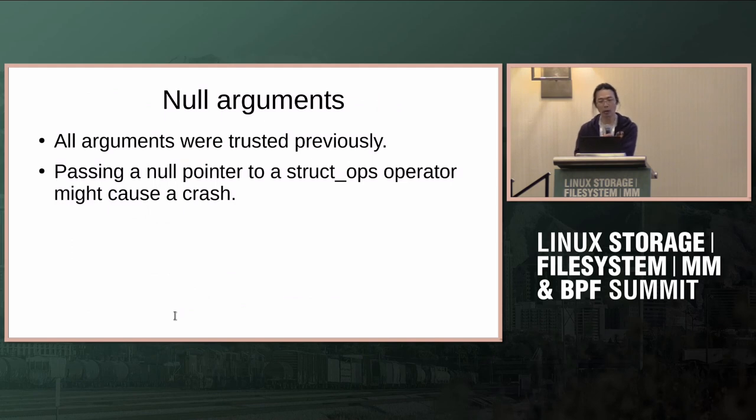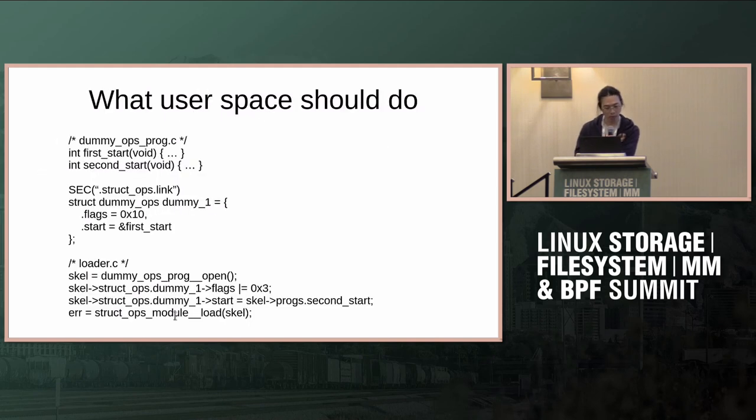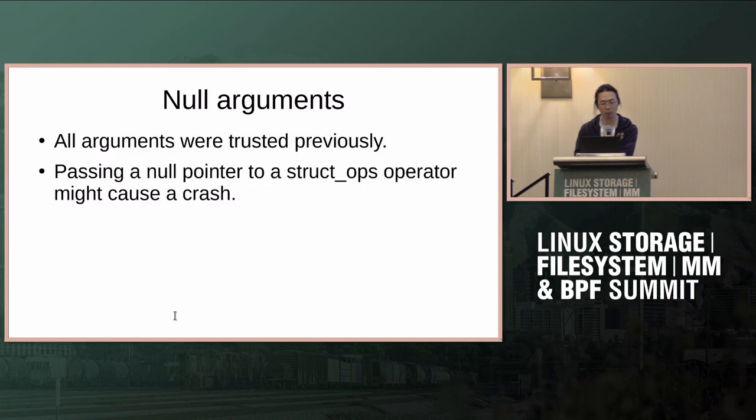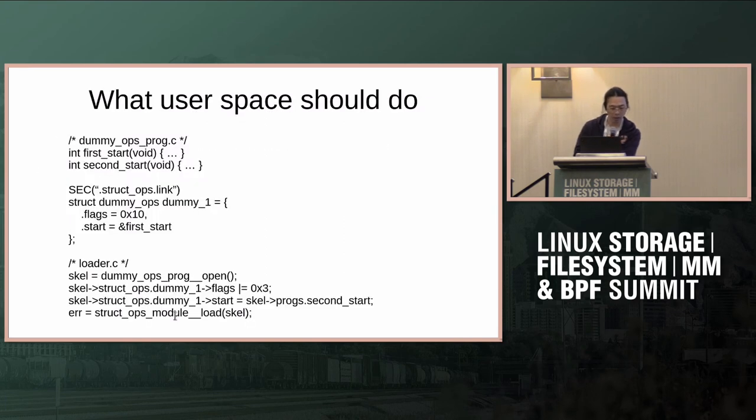Okay, that's about the shadow. Shadow variables. Oh, here I just needed to mention it. Here you just need to go. Let's provide a special field in the skeleton. So the name here is actually the map name in your BPF program. So you just need to follow this pointer to this special field, the shadow variables.